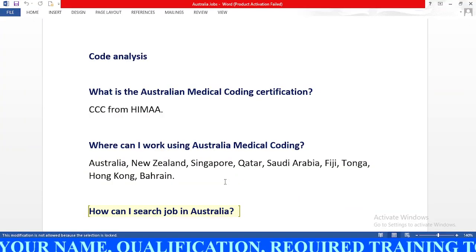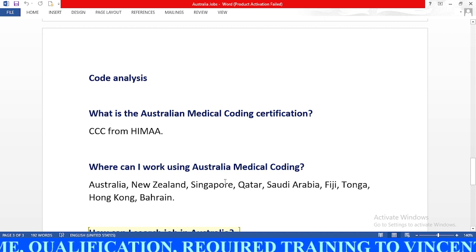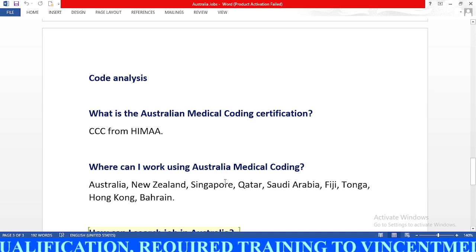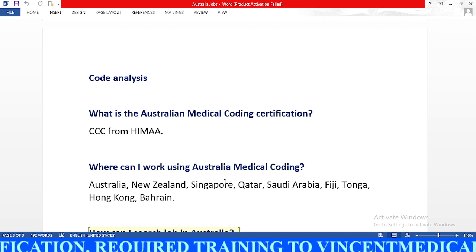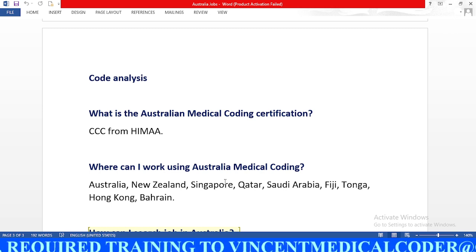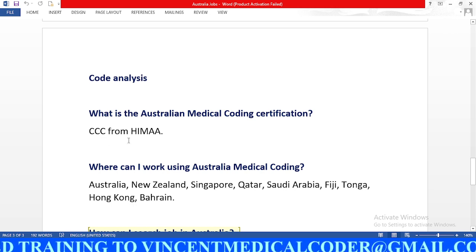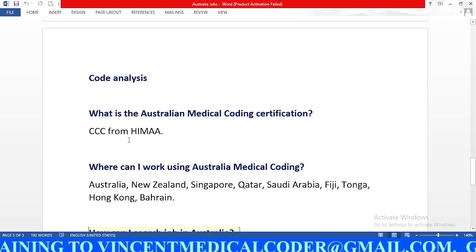So what is the Australian medical coding certification? In the US we have CPC as the basic certification, but after CPC we have nearly 30 certifications from AAPC as well as AHIMA. But in Australia we have the CCC certification from HIMAA. We will check it now.